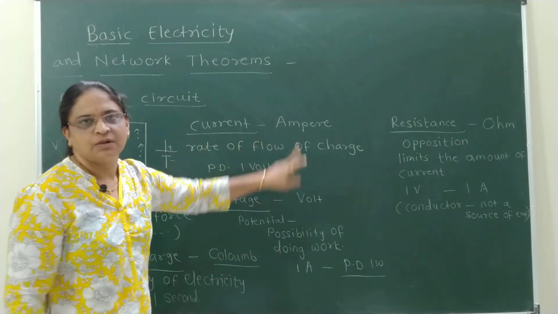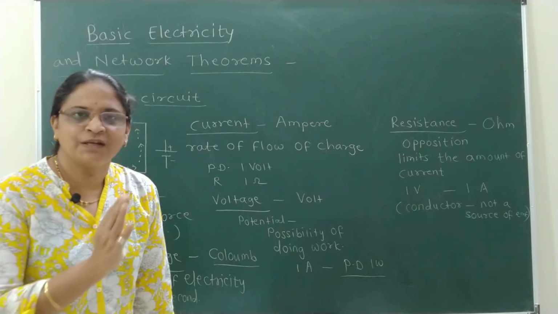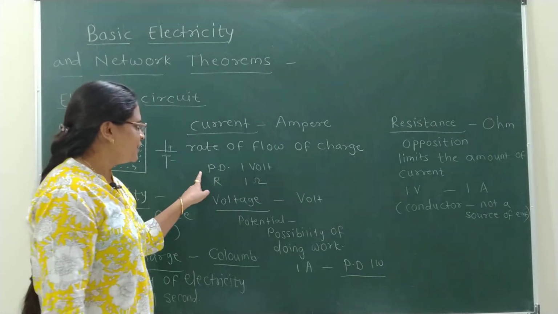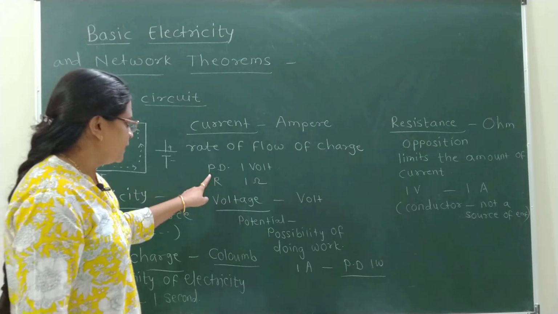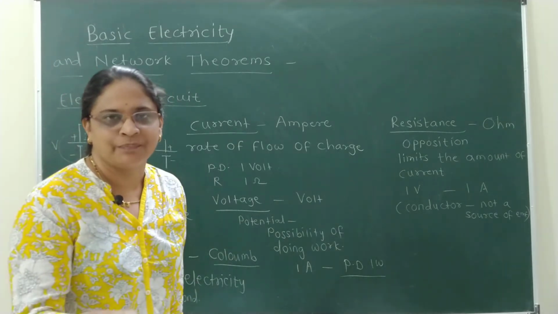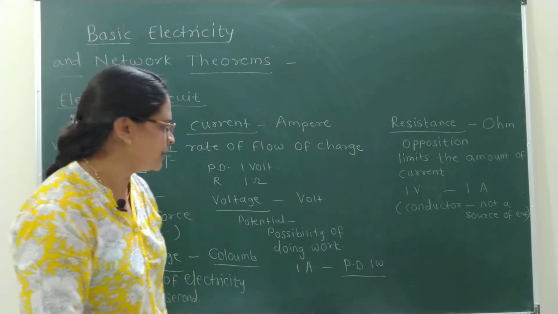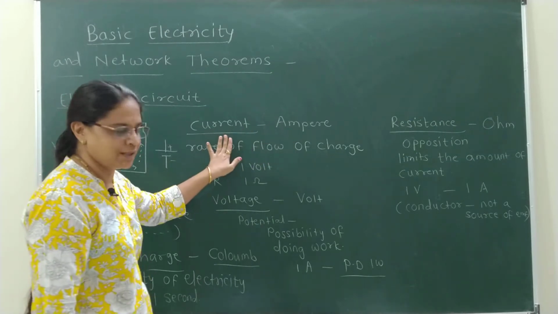Where we use its unit as ampere. So how to define a current? It is the rate of flow of charge. Whenever there is a potential difference of 1 volt between 2 points and the resistance between those 2 points is 1 ohm, then the rate of flow of charge is 1 ampere. Then that current is said to be 1 ampere. So that is about current.